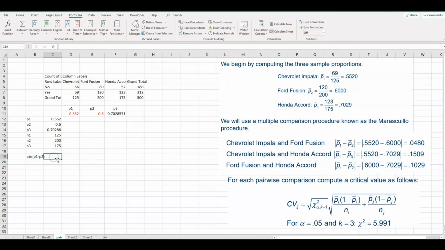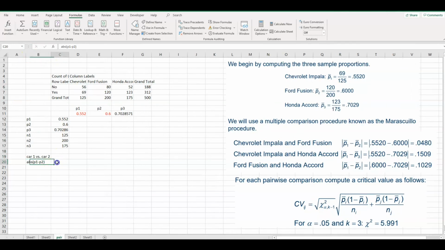Okay, and so let's look at the pair. Part 1 versus part 2. So we have the first pair. The absolute value will be ABS, P1 underscore minus P2 underscore. So this is 48.048, same as here.